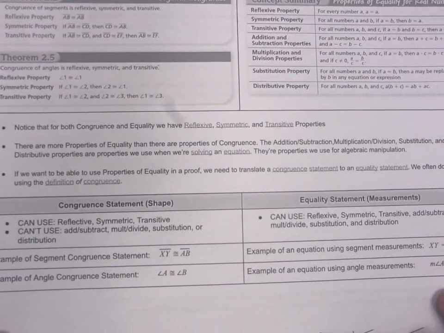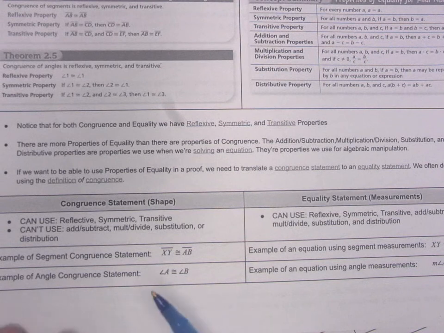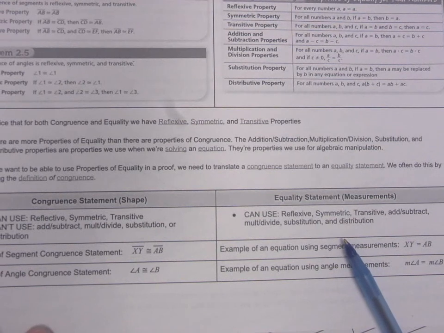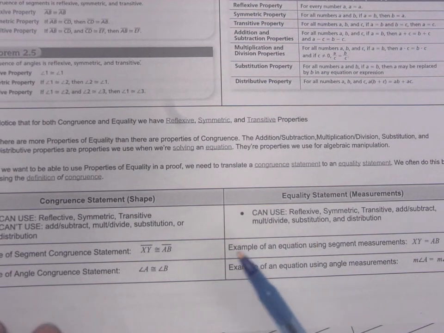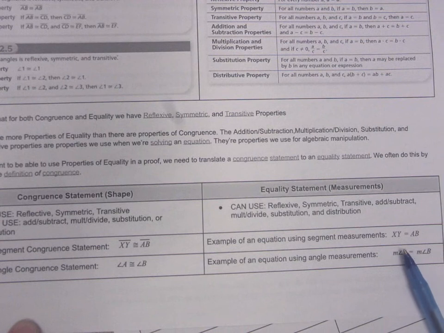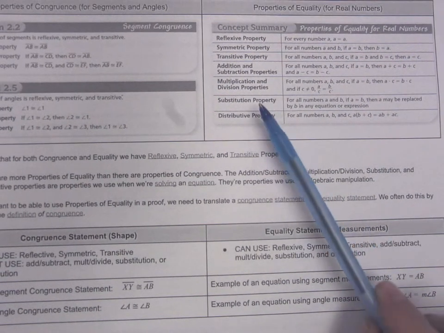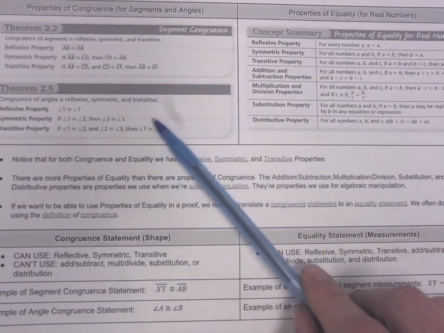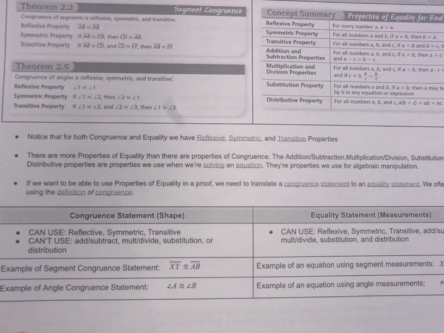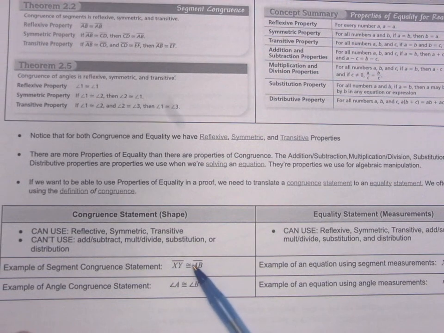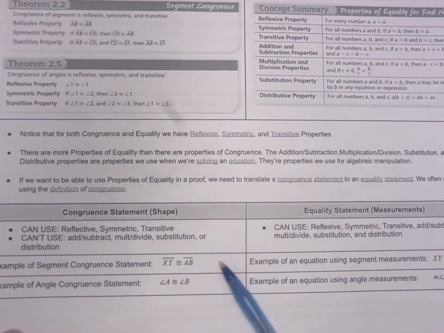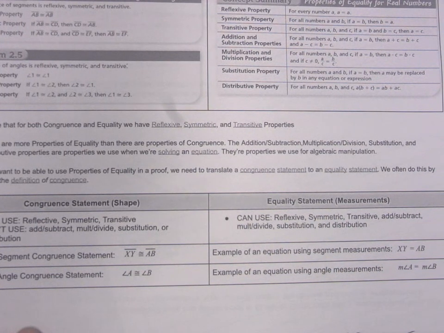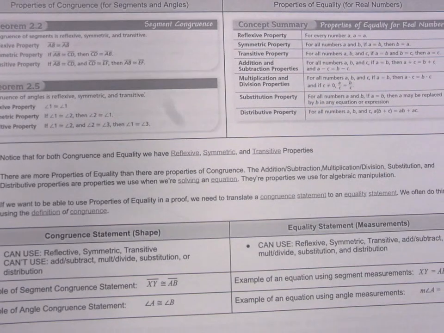As you read through, you'll notice that there's a different way to write a congruent statement versus an equality statement. The reason that's important is that an equality statement is basically an equation, and when we have an equation, we can use all of these properties of equality that we don't have for congruence. So in some of our proofs, we're going to take a congruent statement that refers to shapes, and convert it into an equality statement which refers to measurements and essentially is an equation. And then we can use our properties of equality.